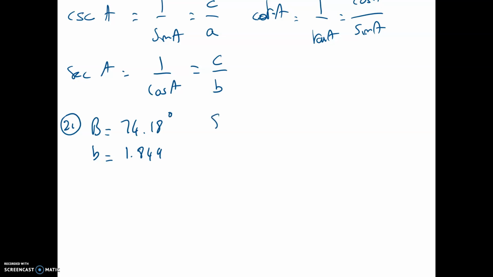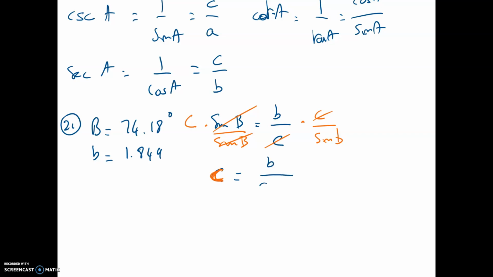So the sinus of the angle B is going to be B divided by the hypotenuse C. If I want to express the hypotenuse C, I'm going to have to multiply by C top and bottom. Now I can cancel out my C, and I will have to divide by sinus B on both sides to be able to have C by itself. And when C is by itself, you get B divided by the sinus of the angle B.